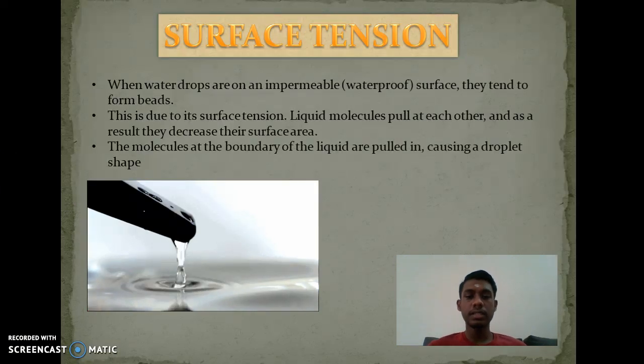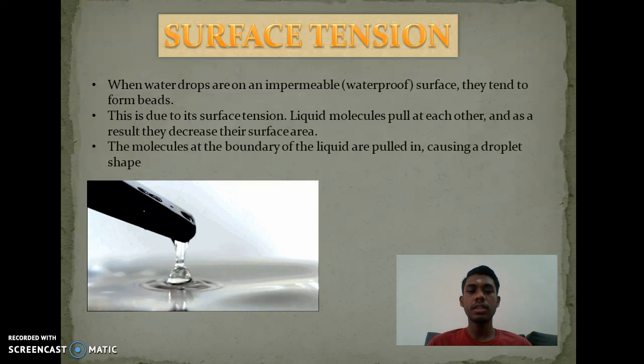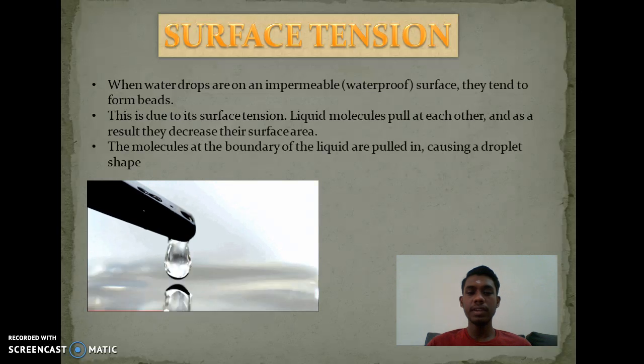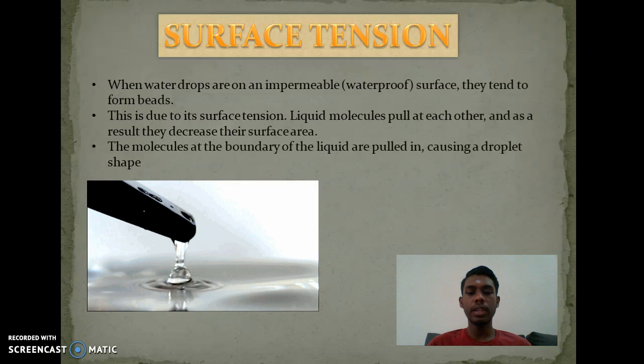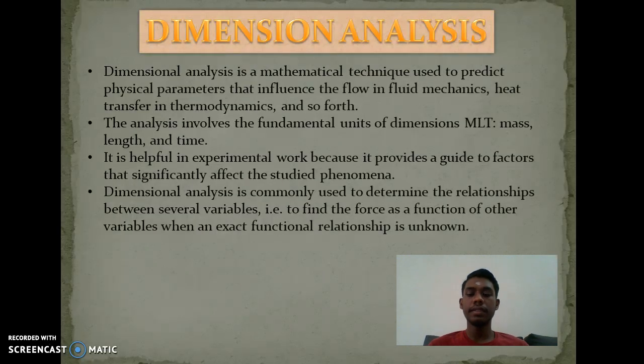Next is surface tension. When water droplets are on an impermeable surface, they tend to form beads. This is due to surface tension. Liquid molecules will pull each other, and as a result, they decrease their surface area. The molecules at the boundary of the liquid are pulled, causing a droplet shape. So this is all the characteristics of the water.